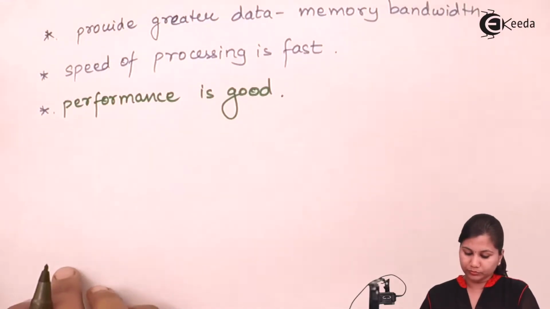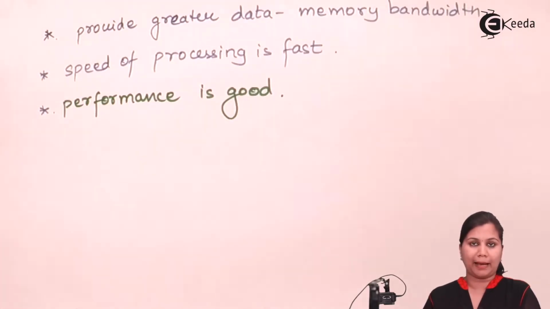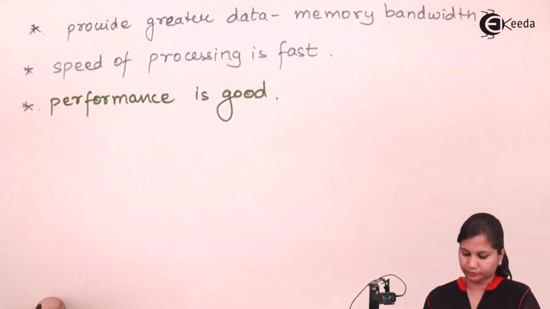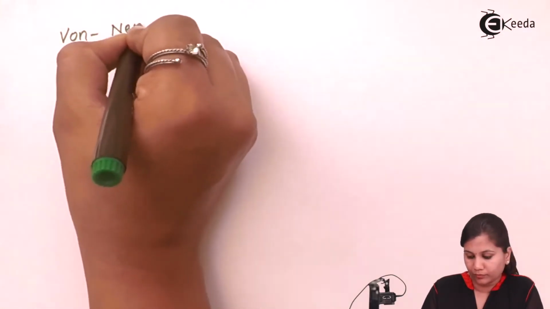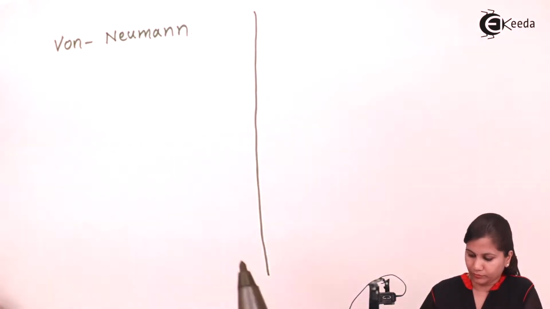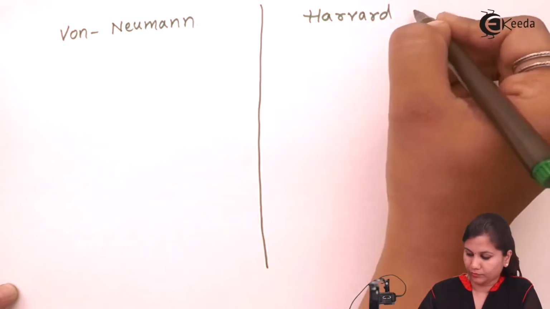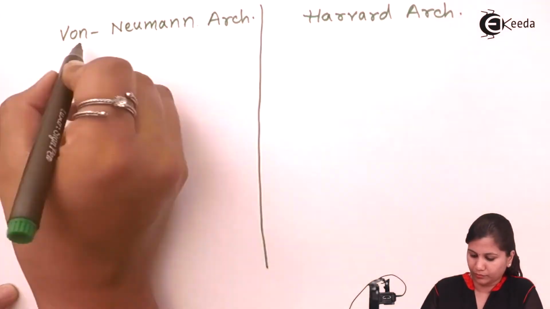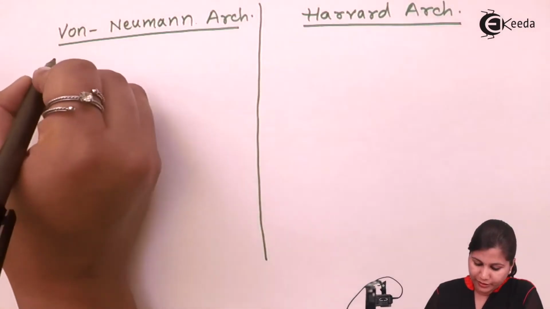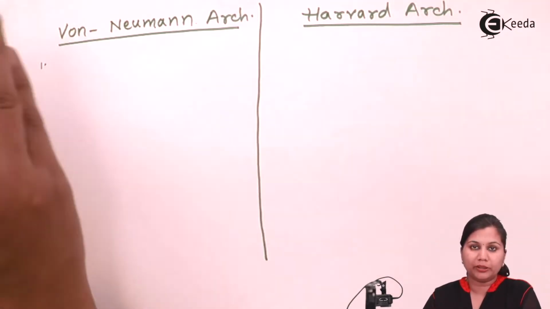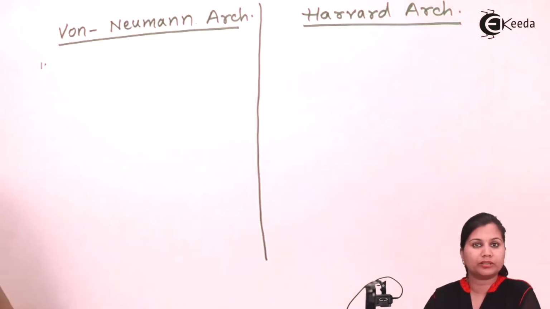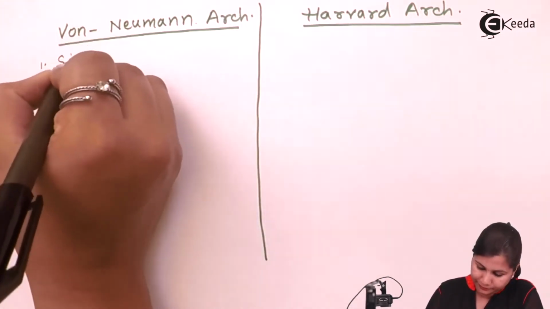Now, let's see the comparison between the von Neumann and the Harvard architecture. So the first difference is that in von Neumann, a single memory is shared between data and instruction. In Harvard, there are separate memories.